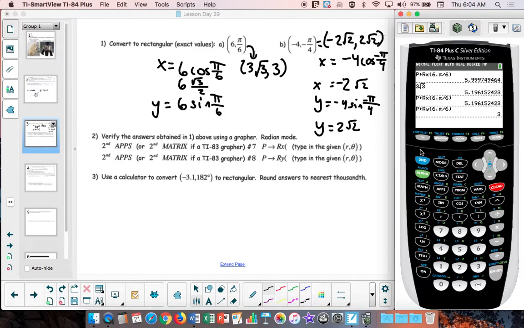Clear. And entry, and we're going to change that to -3.1, comma, 182, parenthesis, enter. And we have 3.098.